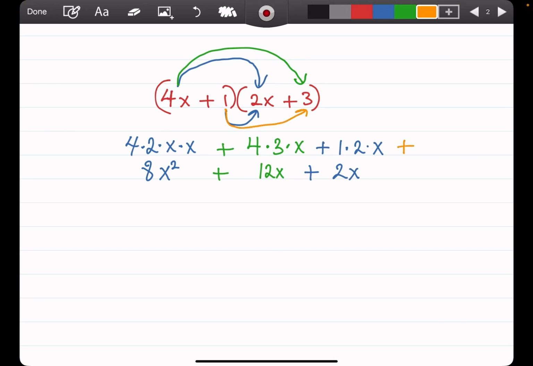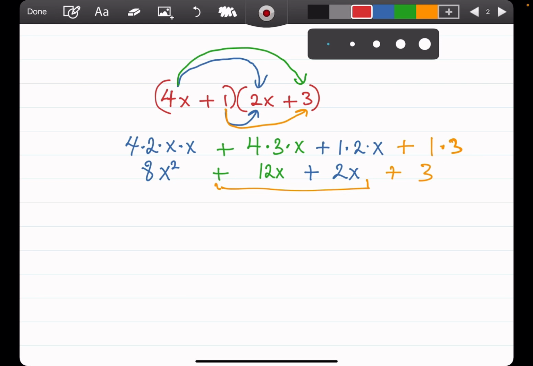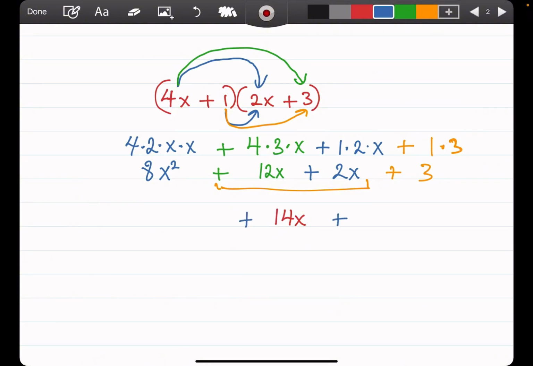And how did you get the 3? Because it's 1 times 3. Good job. Plus 3. And now, do we have like terms in the middle? Yes. These are like terms in the middle, right? You add those, and that would be 14x. And then bring everything else down. So the 8x squared joins the party, and then the plus 3 is a third wheel. And that's your final what? Answer.